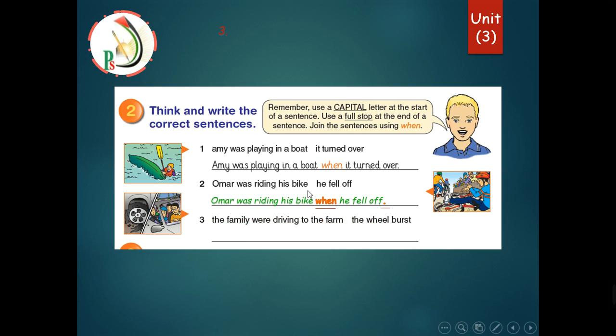Use when to join between two sentences. Two actions happened at the same time, so we use when. And don't forget that it's the third one that we use capital letter at the first of the sentence and full stop at the end of the sentence. The family were driving to the farm. The wheel burst. So the family were driving to the farm when the wheel burst. Okay, it's easy. Just check your answer, pause the video, and write it correctly.